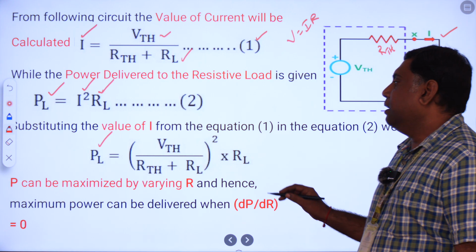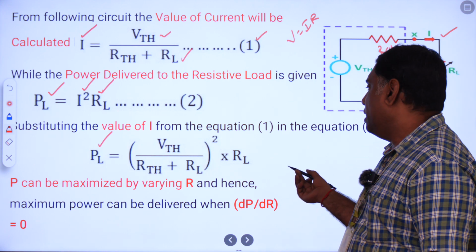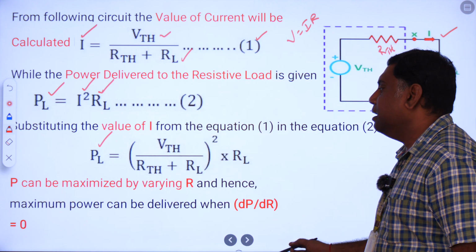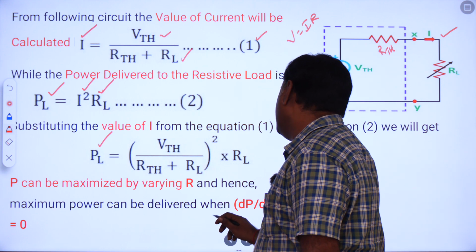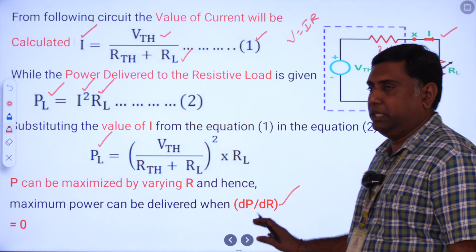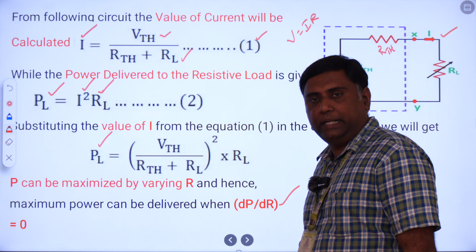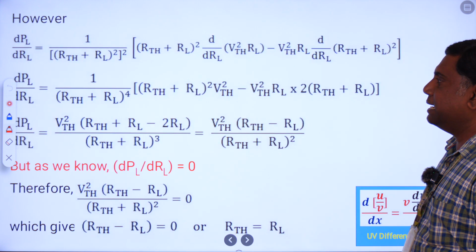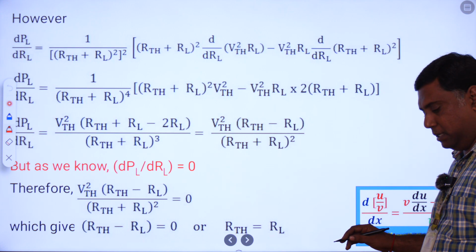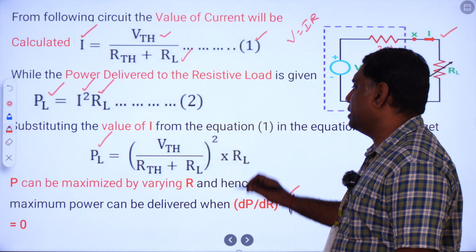Here, if you are varying the R, P can be maximized by varying the R, and hence maximum power can be delivered when the differentiation of power with respect to resistance equals 0. This is the condition for delivering the maximum power of the given network. Next we can apply the differentiation formula to receive maximum power as per this condition for the given power source.